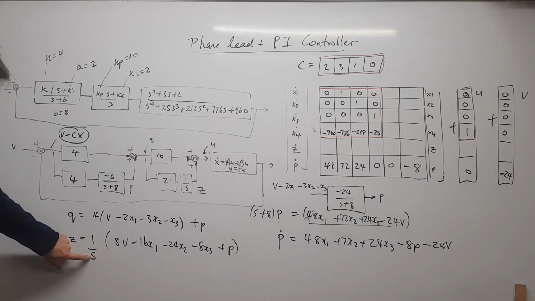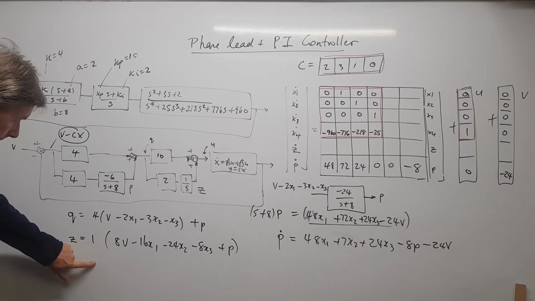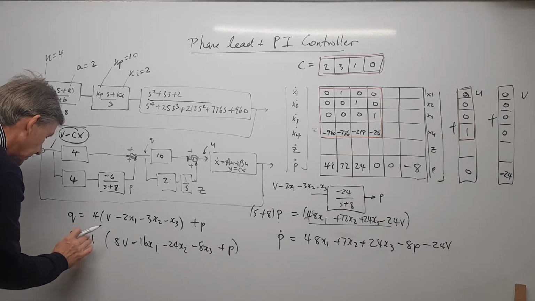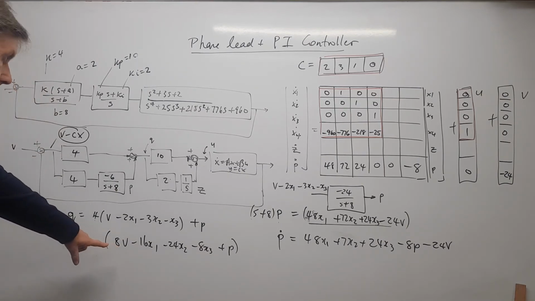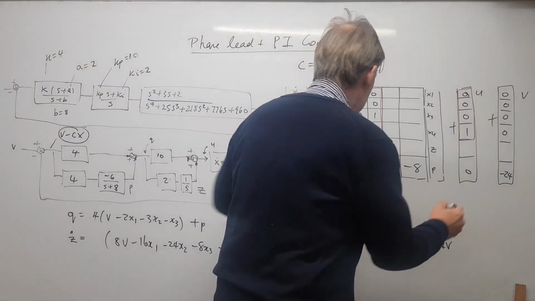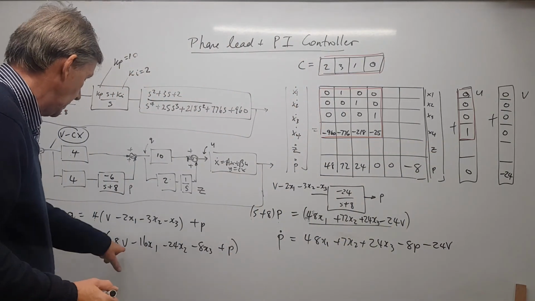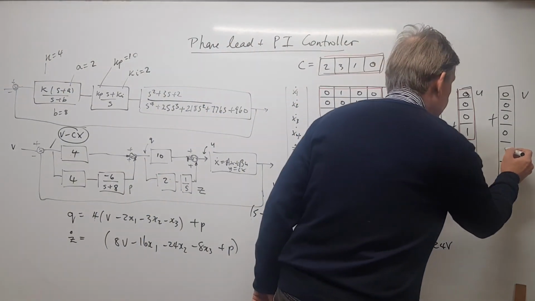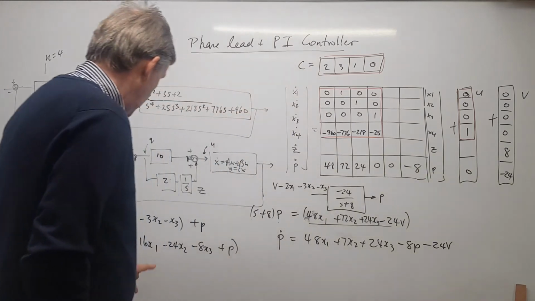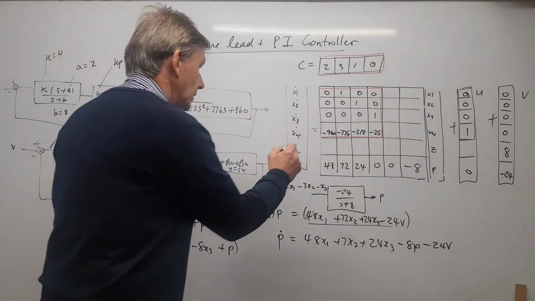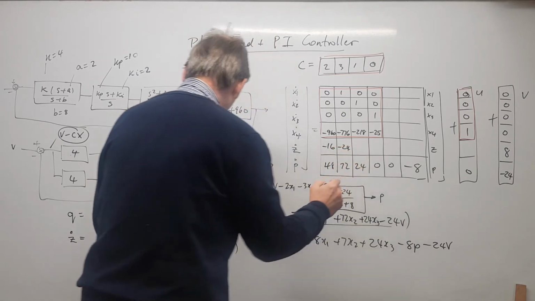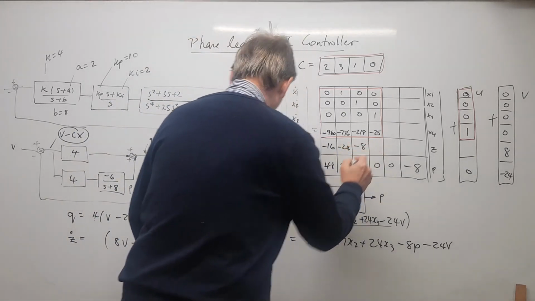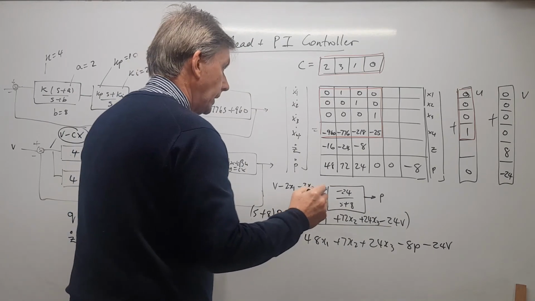If I move the S now up here, then this becomes Z dot. So Z dot now is given by this expression. So it's going to be 8V. This is going to go in obviously on that line. So Z dot is 8V minus 16x1 minus 24x2 minus 8x3 plus P.